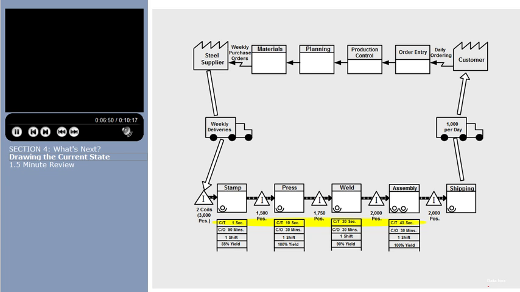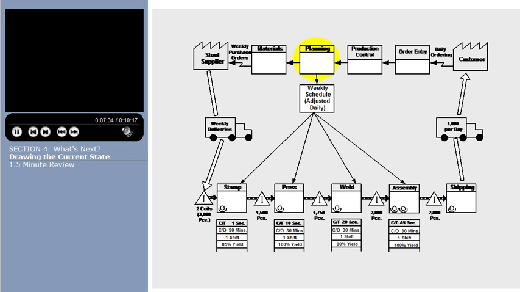As we compare the data across all of the operations, we make the following observations. The cycle time for stamp equals 1 second, press equals 10 seconds, weld equals 20 seconds, assembly equals 45 seconds. The changeover times are stamp equals 90 minutes, press equals 30 minutes, weld equals 30 minutes, and assembly equals 30 minutes. The yields are stamp equals 85%, press equals 100%, weld equals 90%, assembly equals 100%.